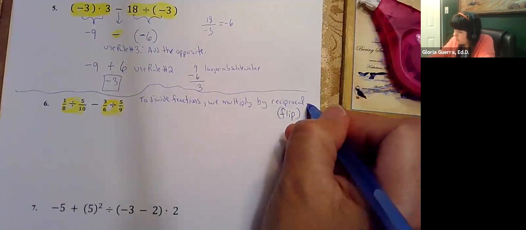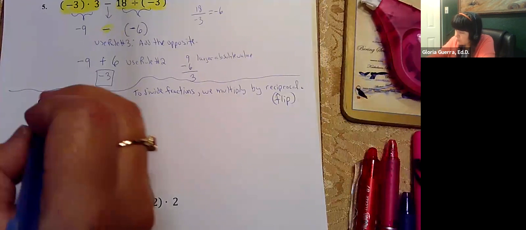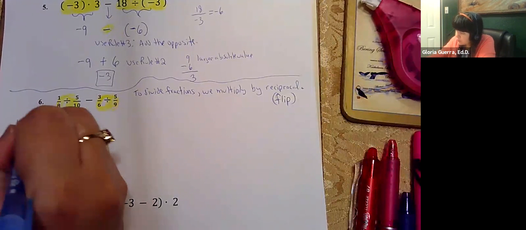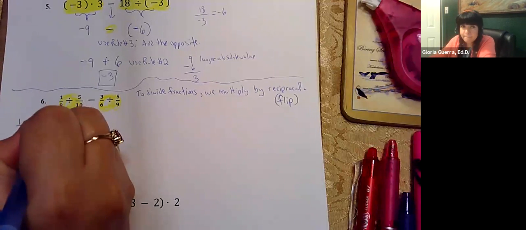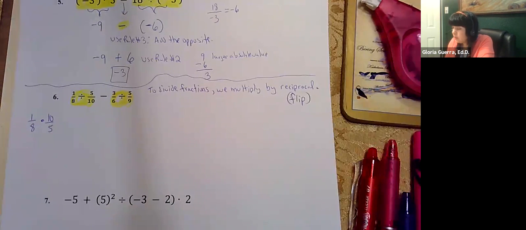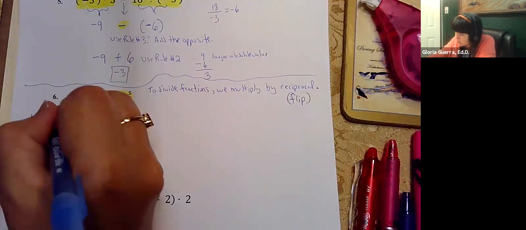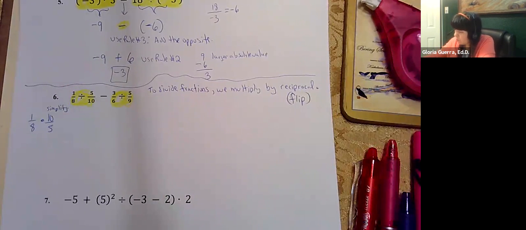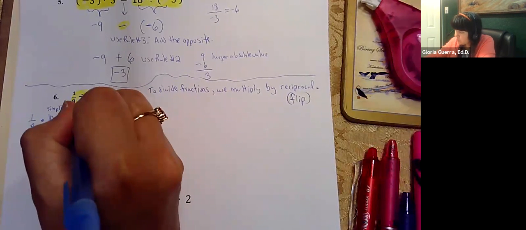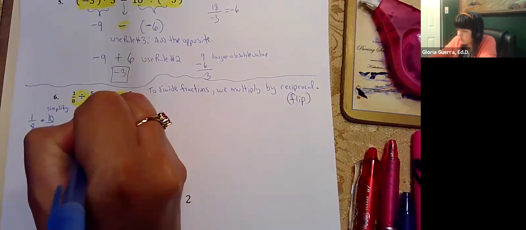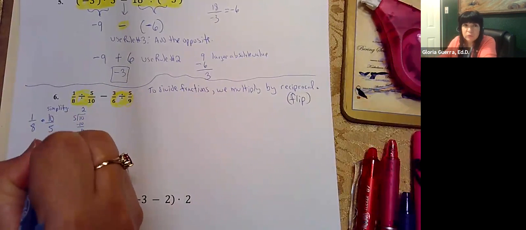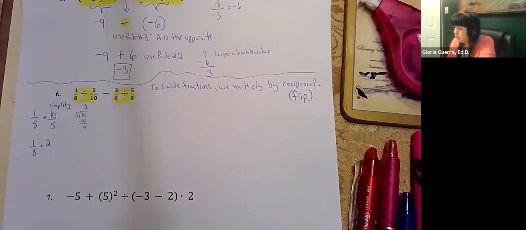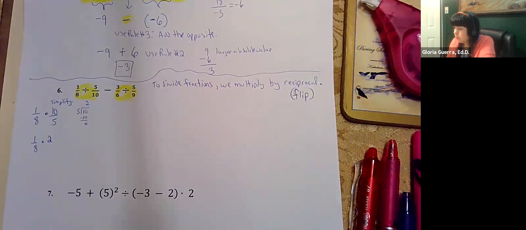All right, so this is 1/8 times 10/5. And then this can be simplified. It so happens 10/5 can be simplified. 10 divided by 5 is just 2. So really this is 1/8 times 2. And 2/1 is just 2, right? So we usually don't write 2/1.